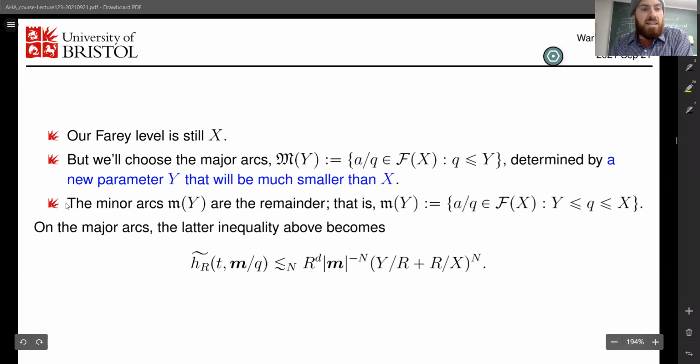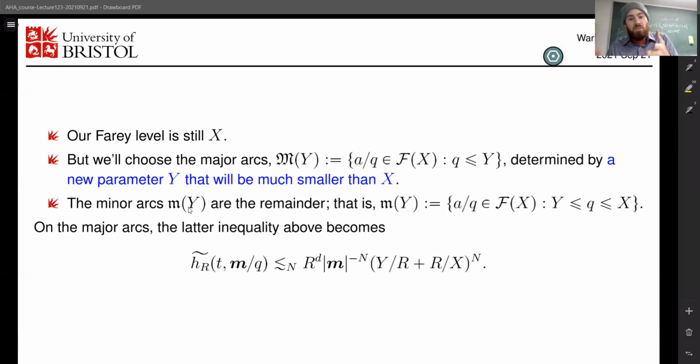The way things end up working out is the minor arcs are going to be most of R mod Z, of the torus, and the major arcs will be a small portion of it. And as x and y go to infinity, the mass of the minor arcs is going to be tending to 1, which is the volume of the torus, how we've normalized it.